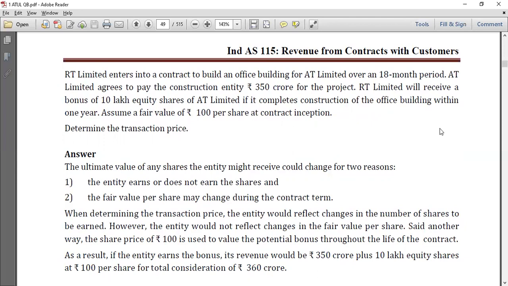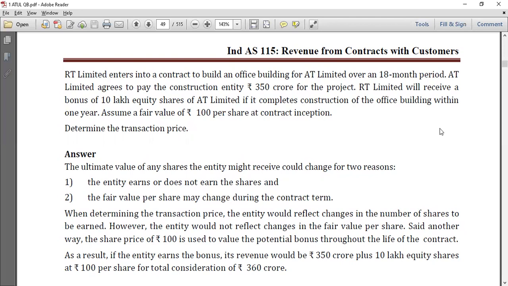The ultimate value of the shares the entity might receive could change for two reasons. What are the two reasons? The first one is the entity earns or does not earn the share. He may or may not earn the share. And the second is the fair value price per share. Whatever it is, it may change during the contract term.